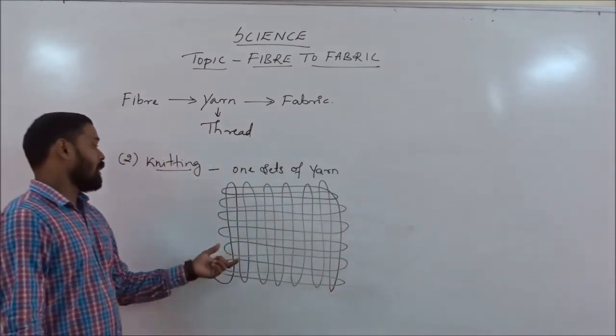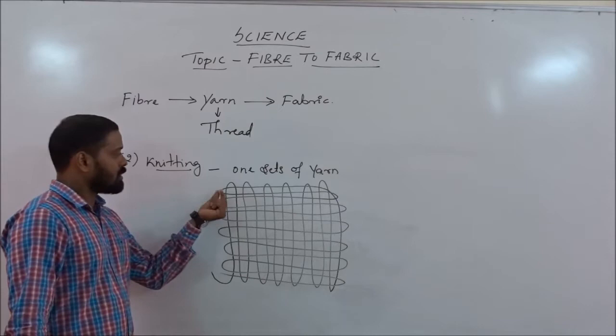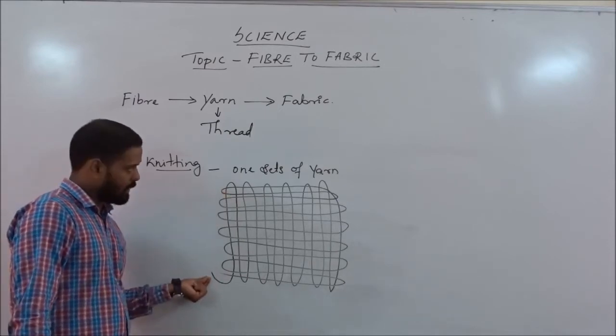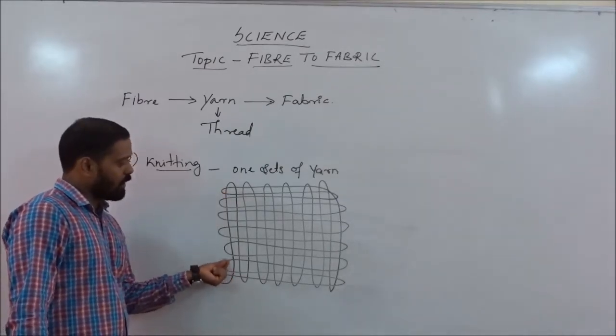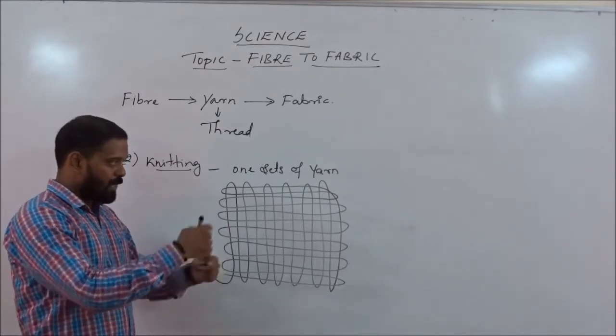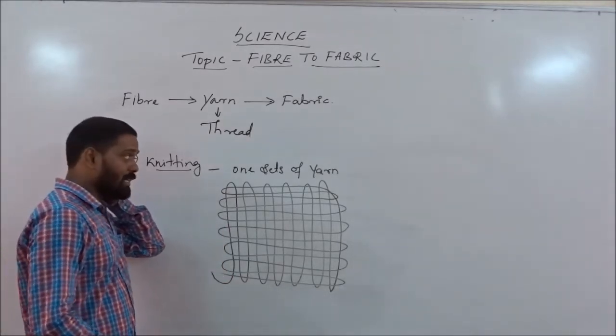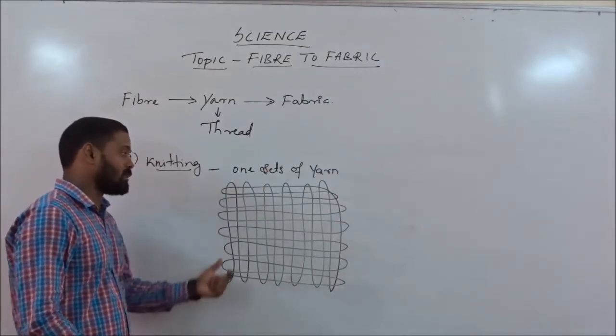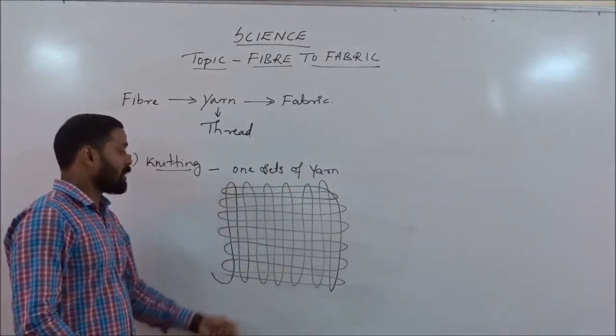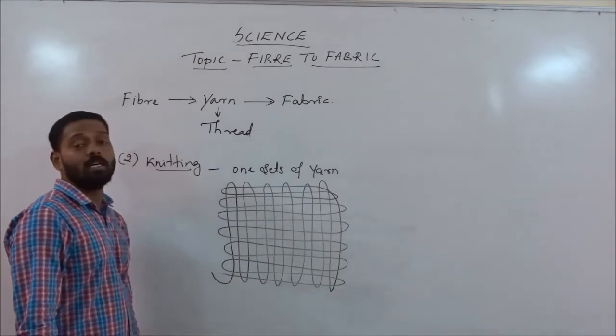So basically in knitting methods they take only a single set of yarn and make the fabric. That we call the knitting process. In the knitting process only one set of yarn is taken and used to make a fabric. That fabric we call knitting.